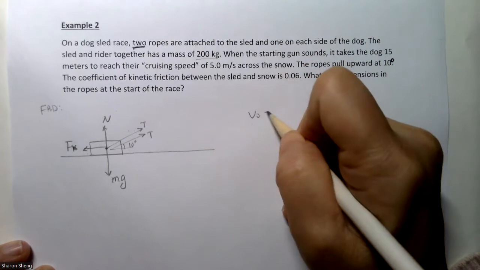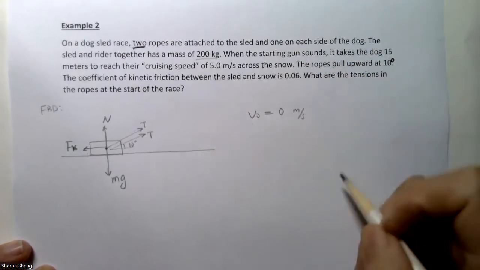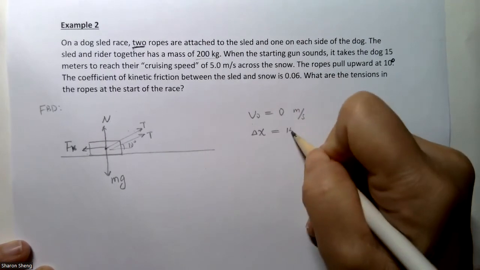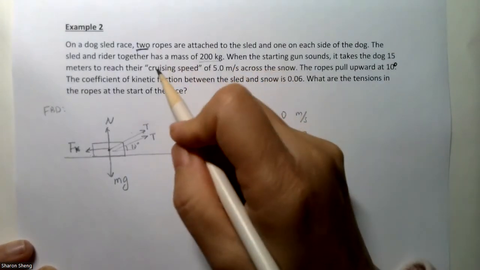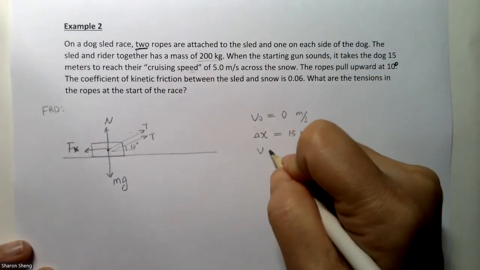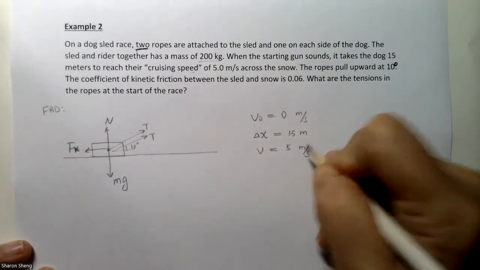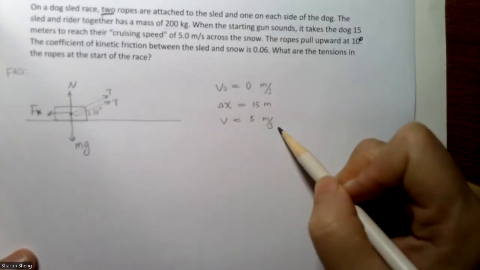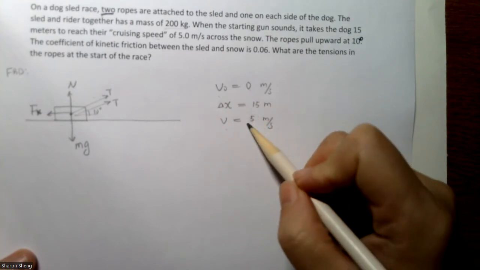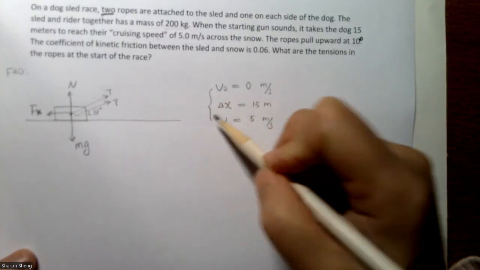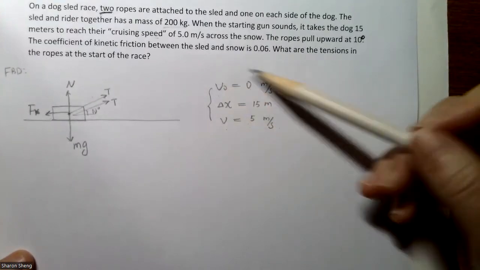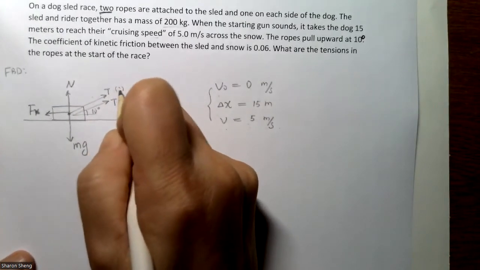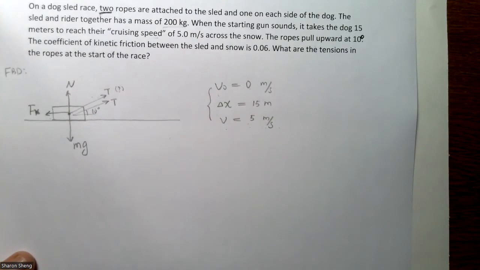So the initial velocity is 0. They start from rest, 0 meters per second. And it runs delta x equals 15 meters. Then it reaches the final velocity v equals 5 meters per second. Those are the information of the motion. Then I want to figure out T. T is the unknown. How do we solve this problem?